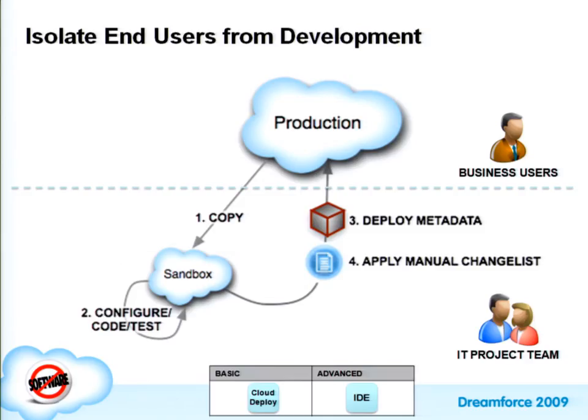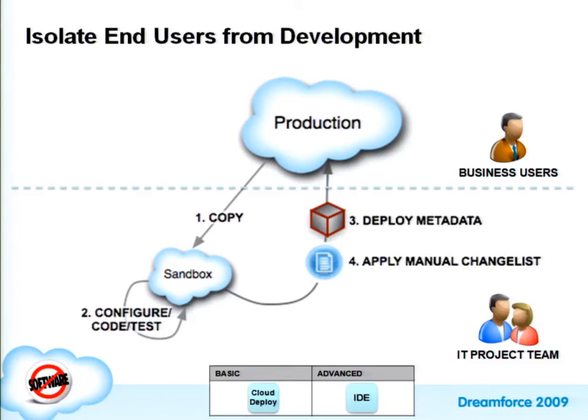So as you add a sandbox, the first thing that you see is customers isolating business units from the IT project team, right? So I now have an environment that looks exactly like my production environment, where I'm able to do configuration, code, test, all of the different things that I'm trying to do on my project, whatever that might be, and I can do that in an isolated environment. And so it's a fairly simple process.